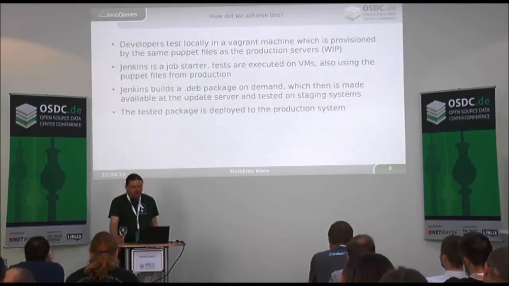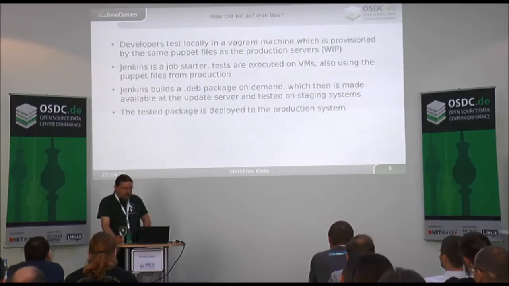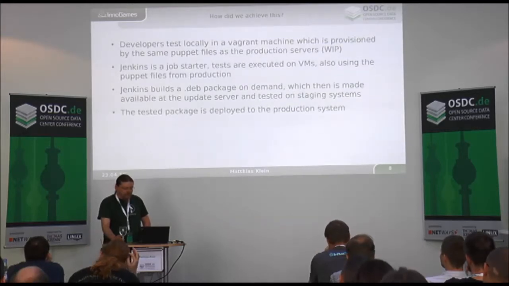Then Jenkins is used to build the Debian packages when we need them, and then it pushes them to an internal repository server. Then we can deploy from there. The package is pushed to the testing system, which means if we deploy into production, we deploy a package that we already tested.